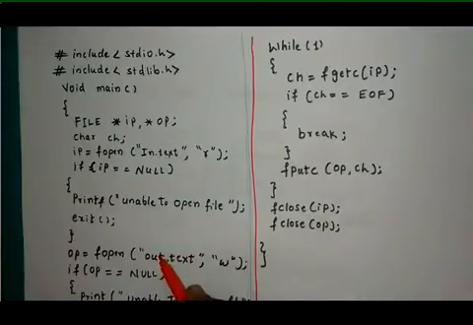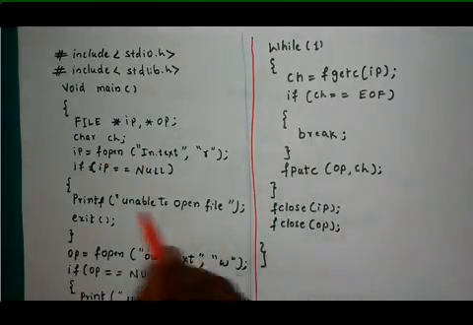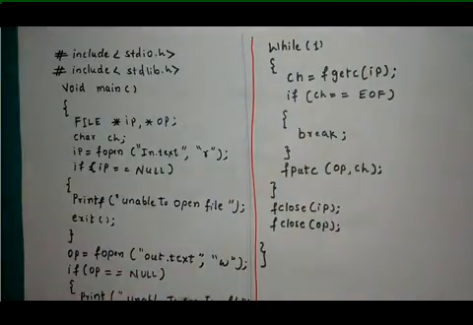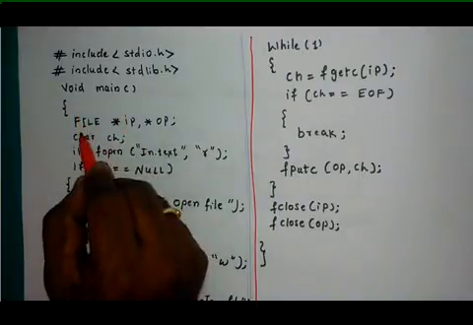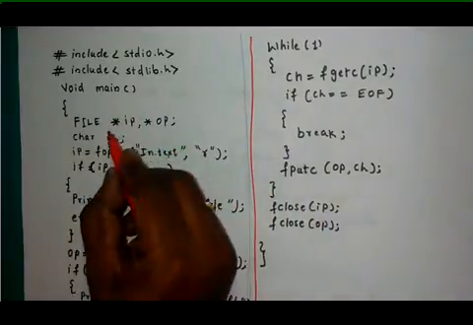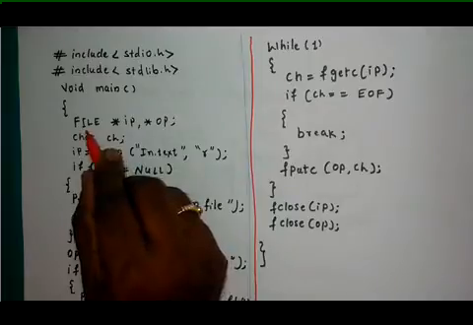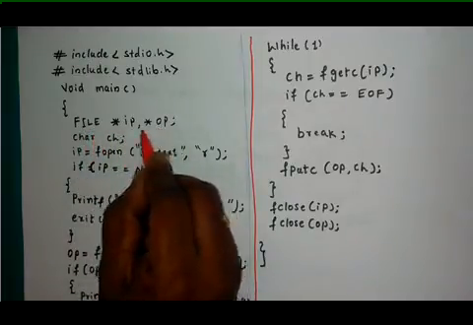Let's take a character variable ch because I don't know what exactly are the contents of in.txt. Now let's associate pointer IP with in.txt. So I'll say IP equals fopen in.txt comma read mode. It means that I'm supposed to open the file called in.txt under this particular read mode. We have stated what exactly read mode does.